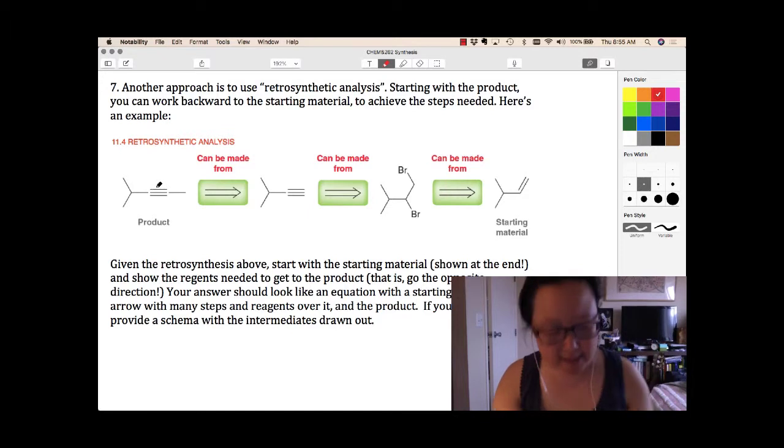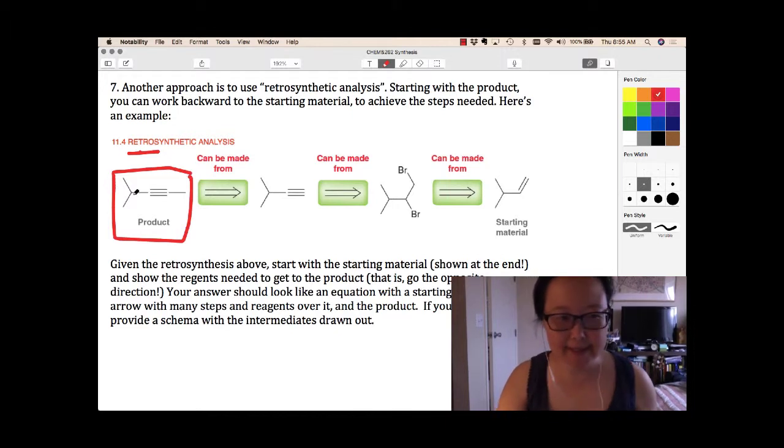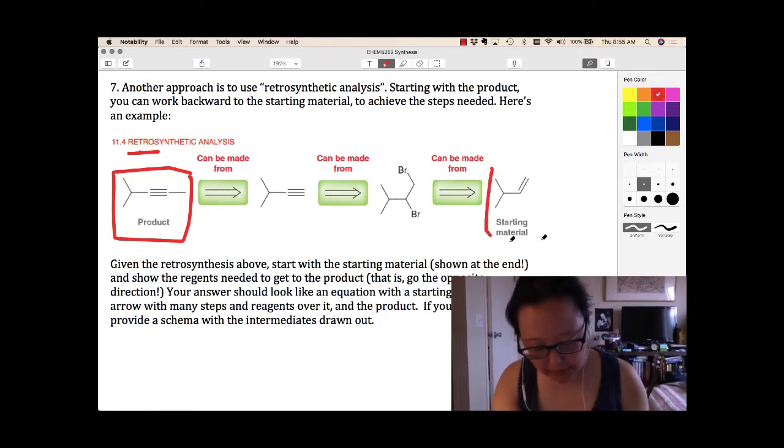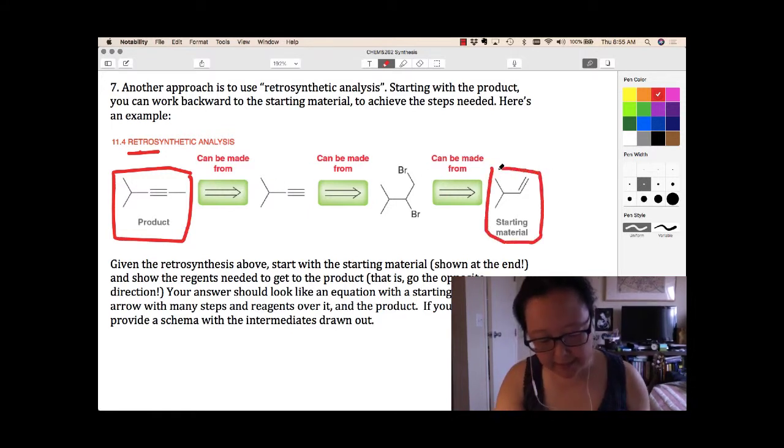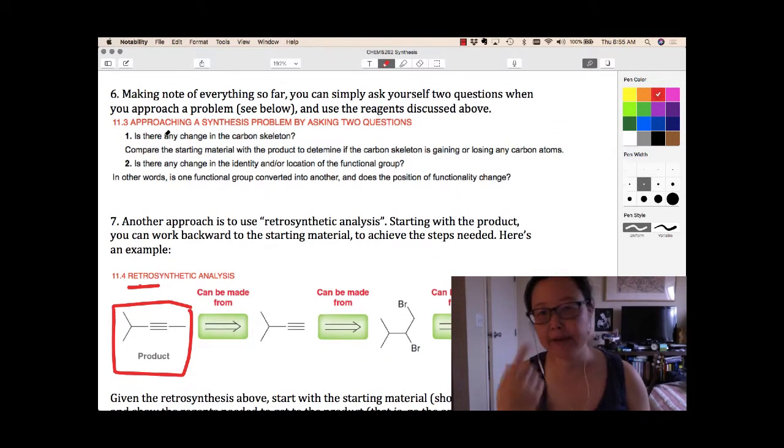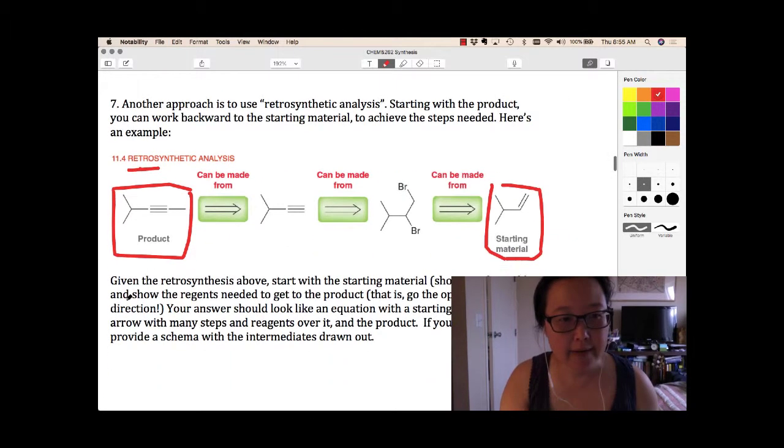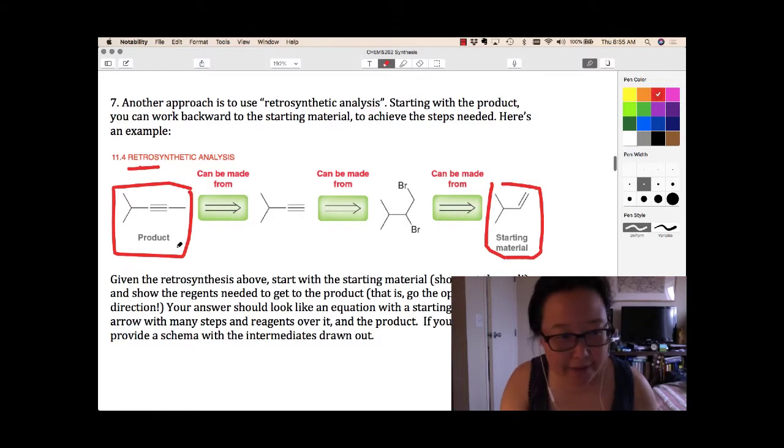So for example, retro means backwards, so let's start with a product. You're trying to make this from a smaller molecule, and they tell you the smaller molecule is this. We do a quick assessment. Like I mentioned, are there any changes to the carbon skeleton? Count your carbons.